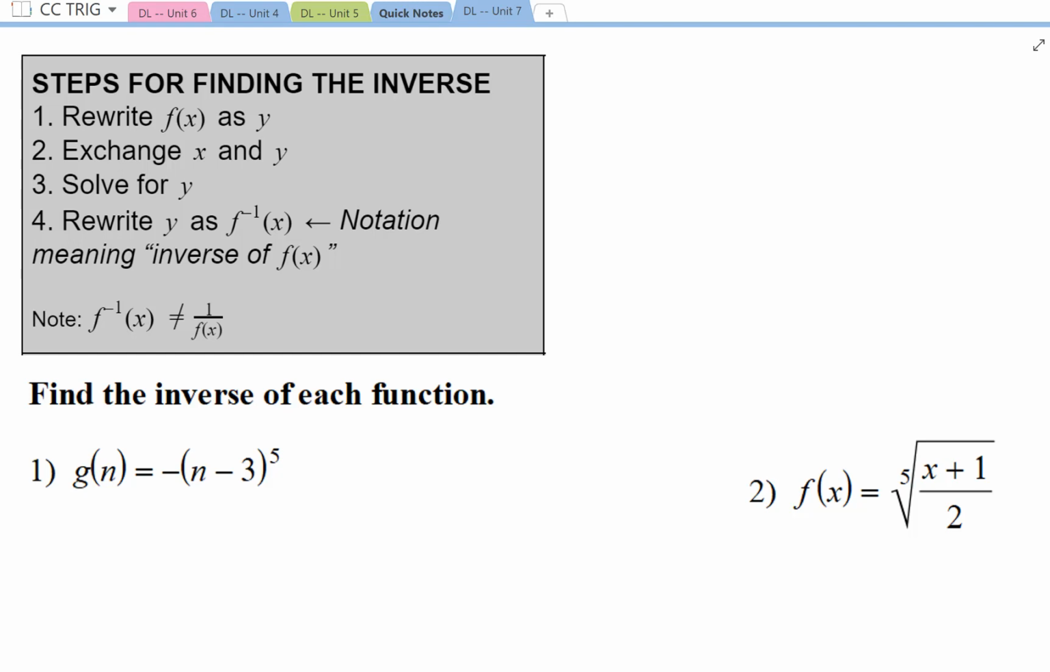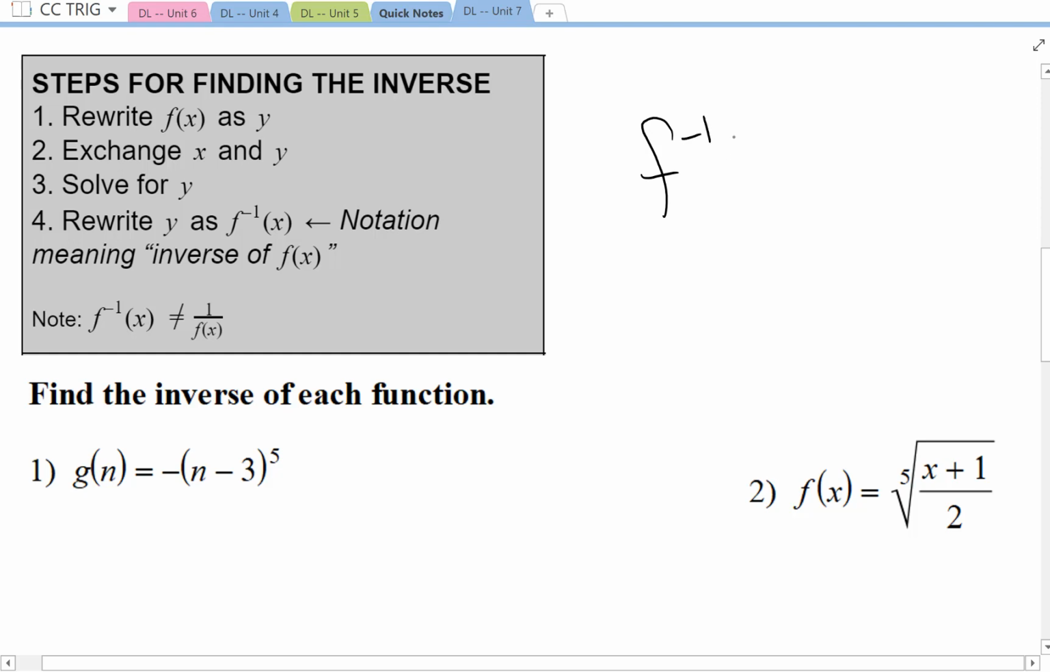So, steps for finding the inverse. Rewrite f of x as y, okay? We don't need function notation. And then exchange x and y. You're literally going to swap the places of x and y. Then you'll solve for y. And then at the end, of course, you'll write the inverse notation: f inverse of x, or inverse of f of x.